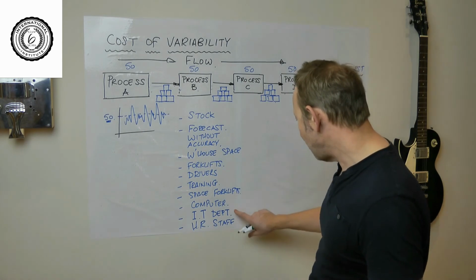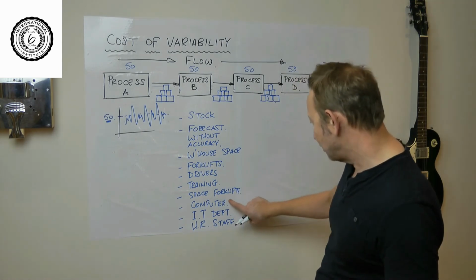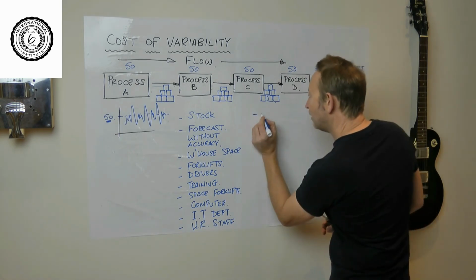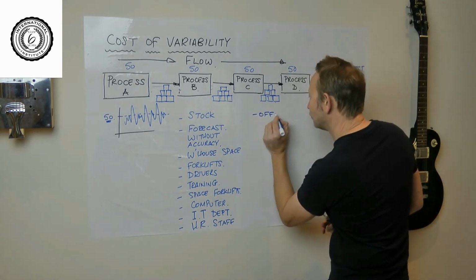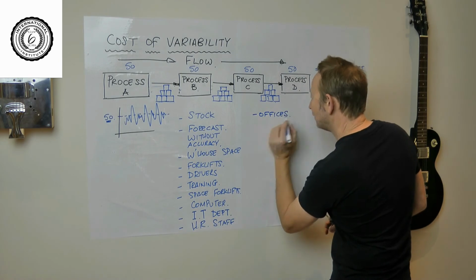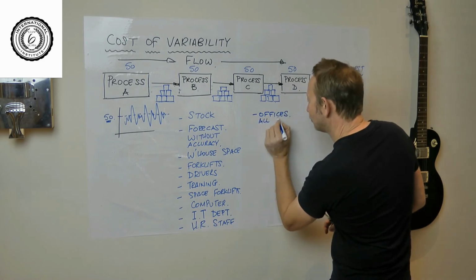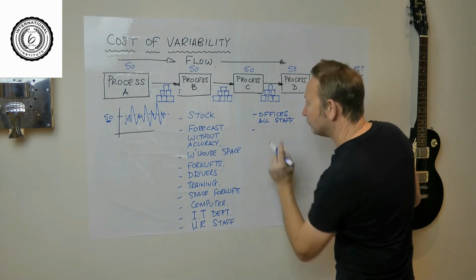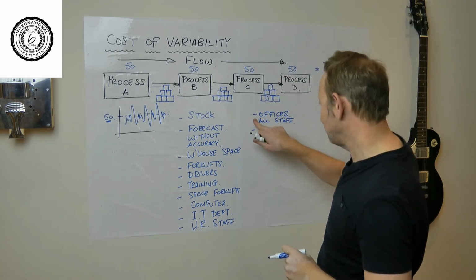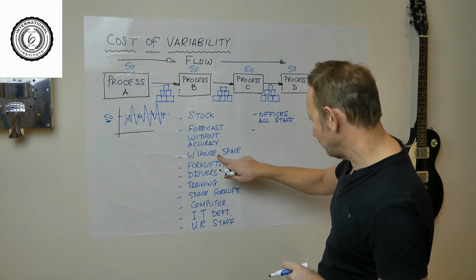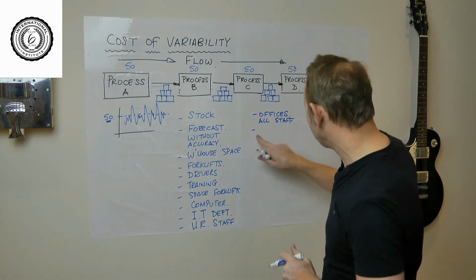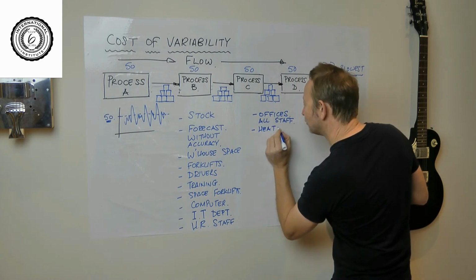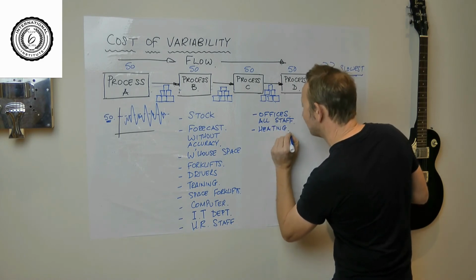What else is going to go on? Oh, hang on, because I've got a computer and an IT department and HR staff, well, I'd better build some offices for all the staff, hadn't I? Okay, so let's have a look. So I've built offices, I've got an extra warehouse, I've got extra space for the forklifts. Oh, okay, you know what I'm going to have to do? I'm going to have to heat all that space. So suddenly I've got heating for all of that.